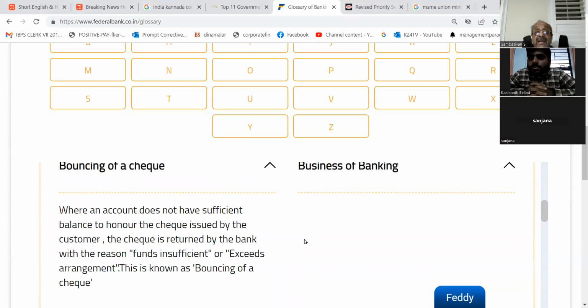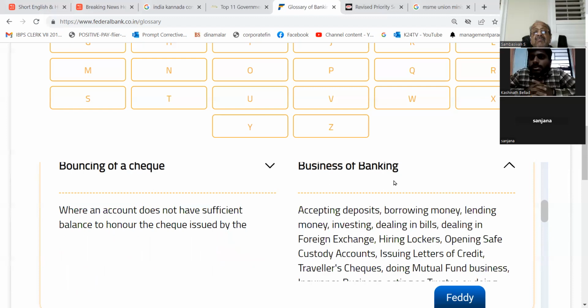Now, please read bouncing of check. Where an account does not have sufficient balance to honor the check issued by the customer, the check is returned by the bank with the reason funds insufficient or exceeds arrangement. This is known as bouncing of a check.